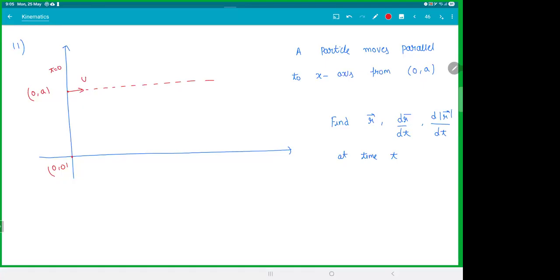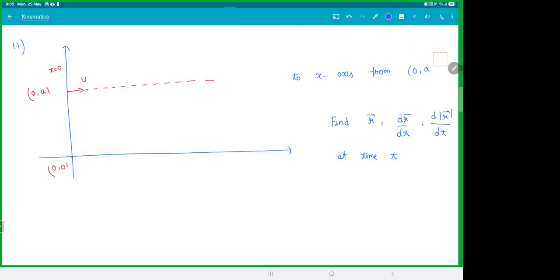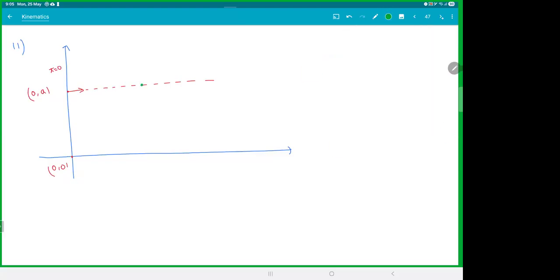Seriously, r bar you guys didn't get? See, r bar was easy. You should have got it, I guess. So after time t, where will you be? You will be somewhere here. The particle would have traveled some distance here. How much? u into t. So what will be the coordinate? Your coordinate will be ut, comma a. That is your coordinate. What is r bar? r bar is this vector.